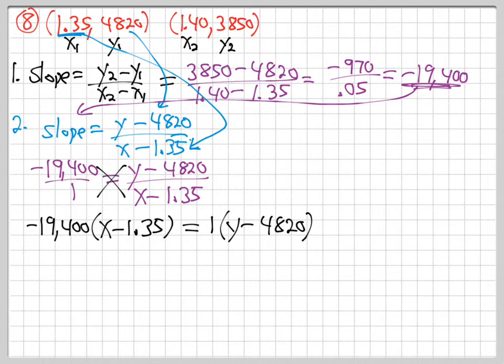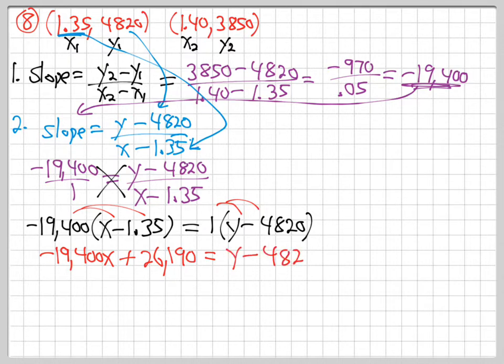And now we distribute. So minus 19,400x plus, negative times negative, and just use your calculator, 1.35 times 19,400. I'm getting 26,190. Distribute y minus 4820. Last step to get y alone: add the 4820, right?